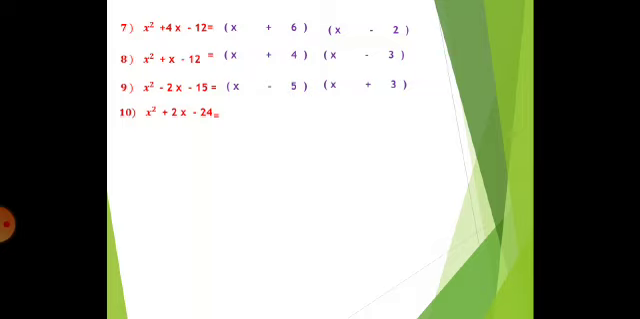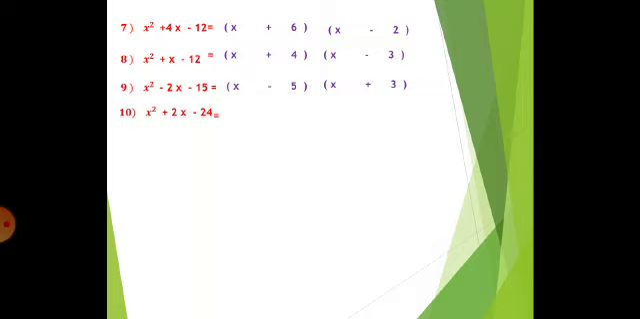Number 10. x power 2 plus 2x minus 24. 24: 1 times 24, 2 times 12. What else? 3 times 8 and 4 times 6. We want the two numbers whose product equals 24 and the difference between them is 2. The two numbers are 6 and 4. So we can write (x plus 6) and (x minus 4).